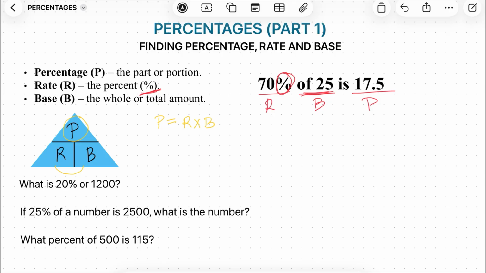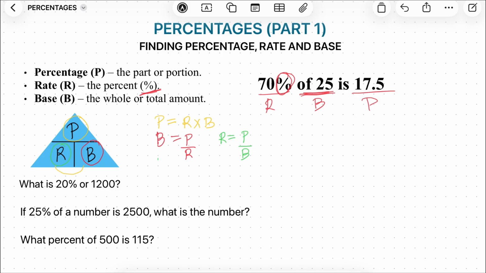And then if you are looking for the base, you will simply divide percentage over the rate, meaning you divide the percentage by the rate. And lastly, if you are looking for the rate, you will simply divide the percentage by the base. Okay? So let's take a look at some examples.